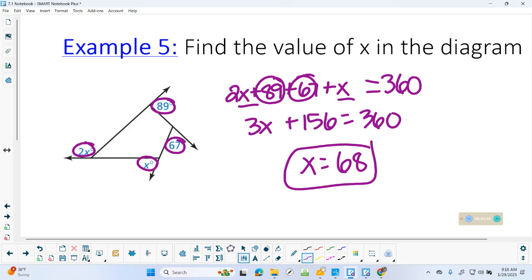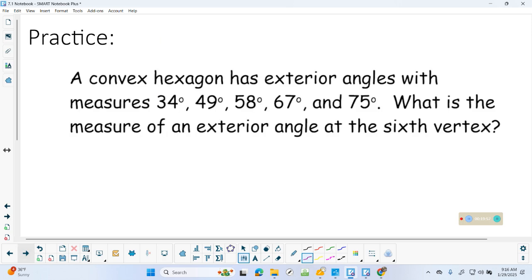So interior, n minus 2 times 180. Exterior, 360. That's what you have to memorize. Okay. Convex hexagon has exterior. As soon as I see the exterior, I'm already thinking 360. I'm going to keep reading.